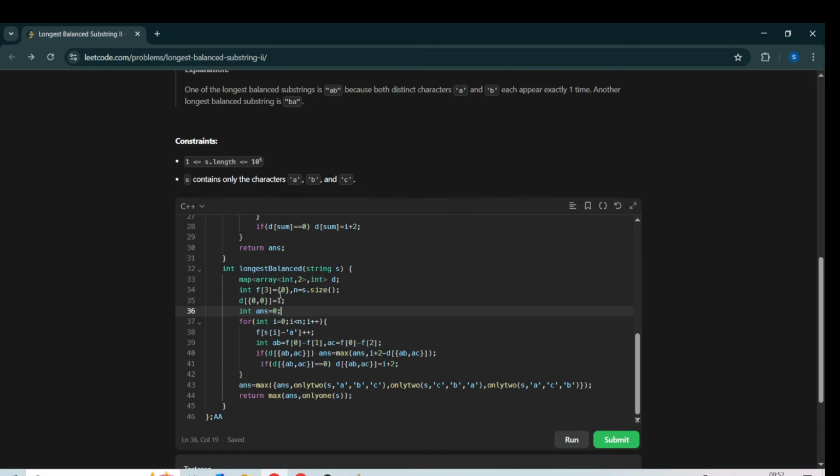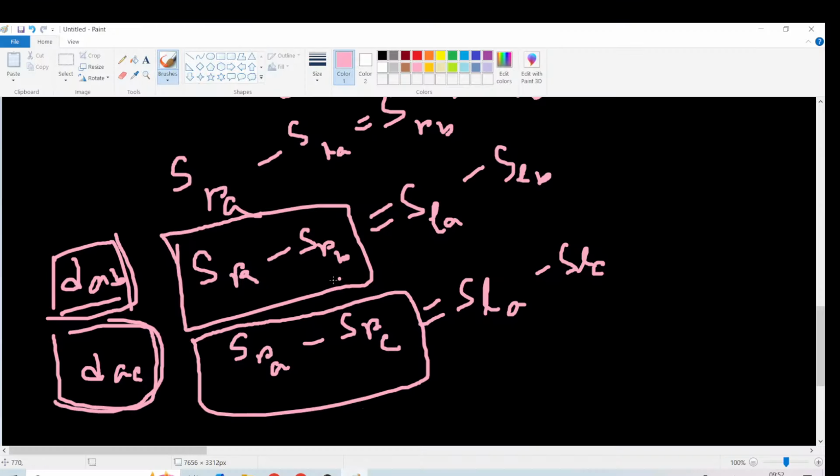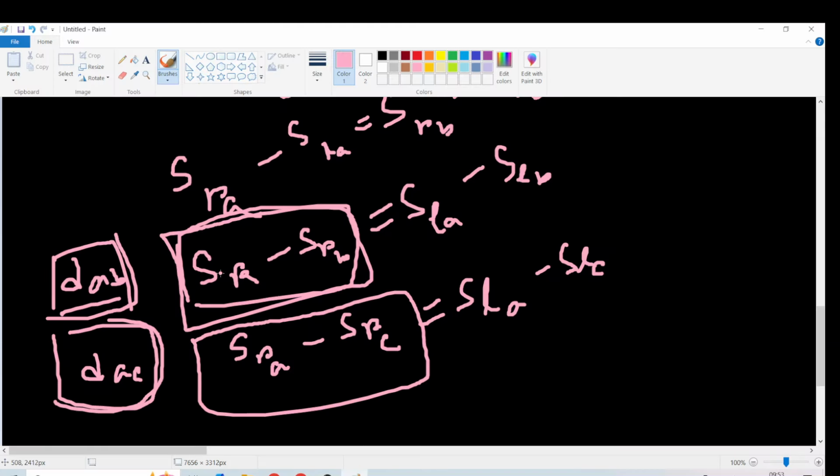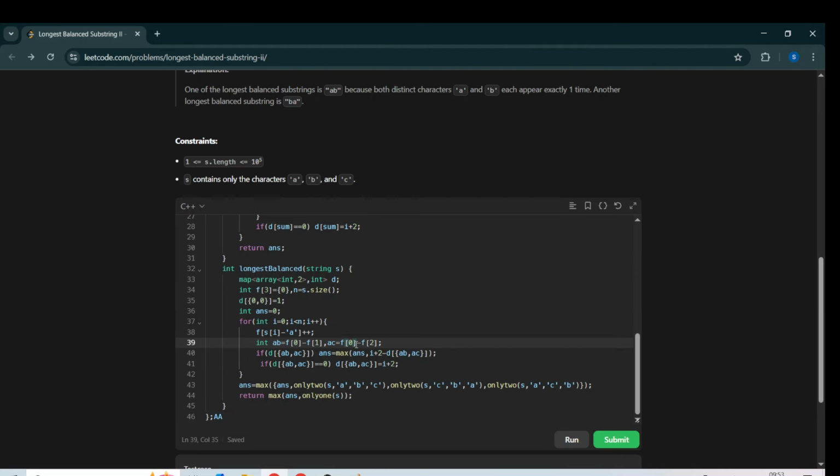Now we are doing f of si minus a plus plus. This is the frequency. Now AB is f0 minus f1. So f0 minus f1 will give us the difference between, f0 means the count of a, and f1 means count of b. So this will give us this one, S of RA minus S of RB, and AC will give us A and C.